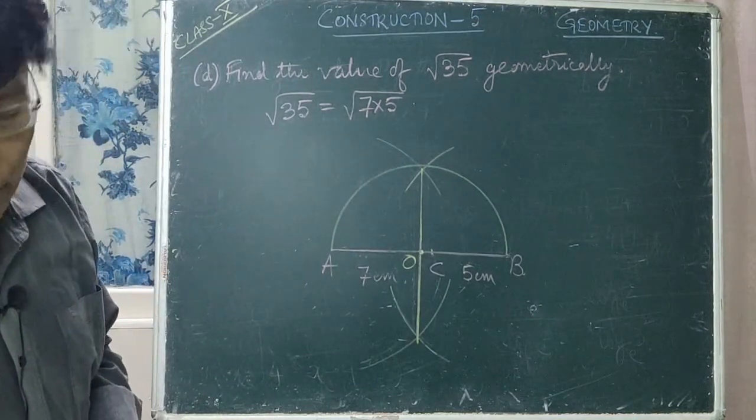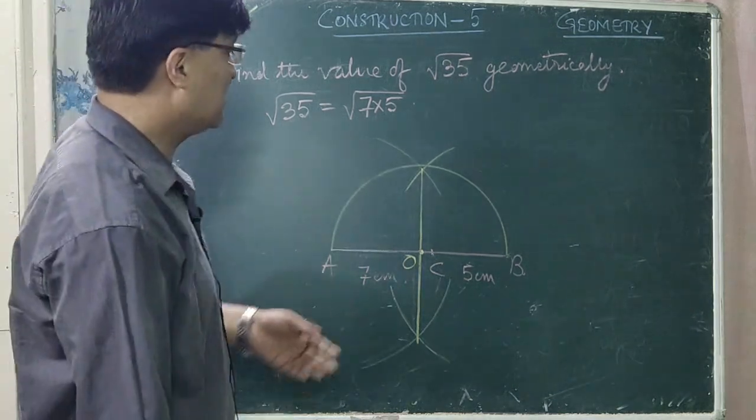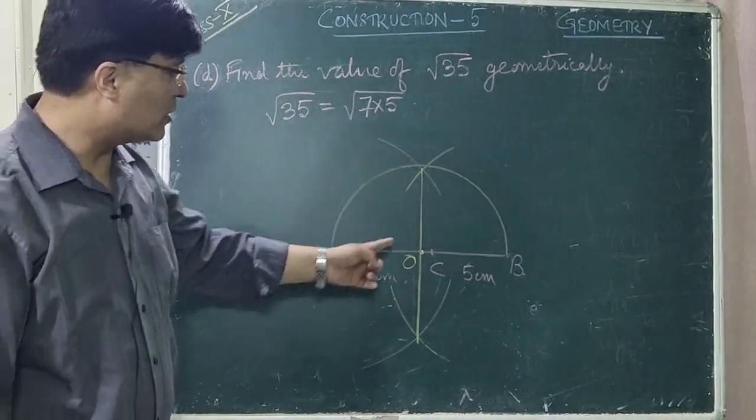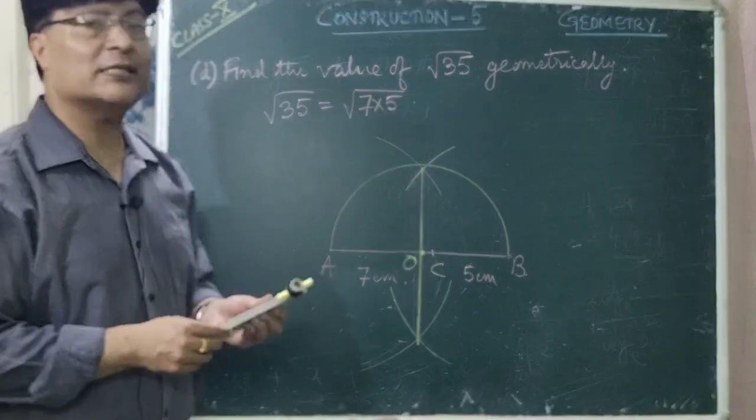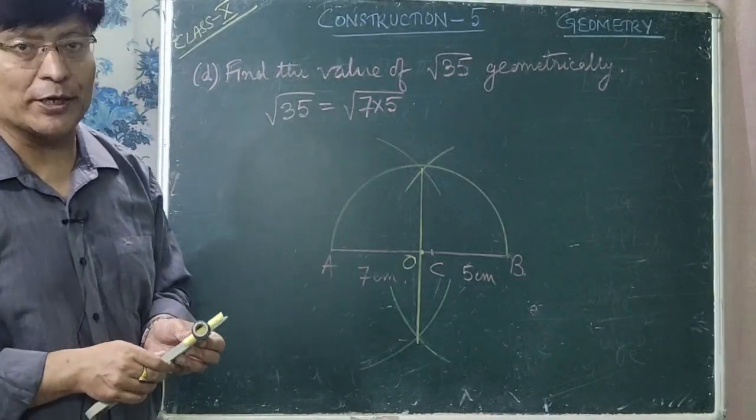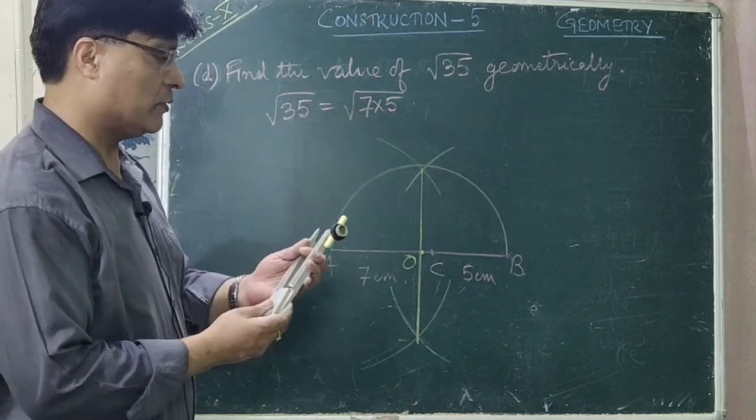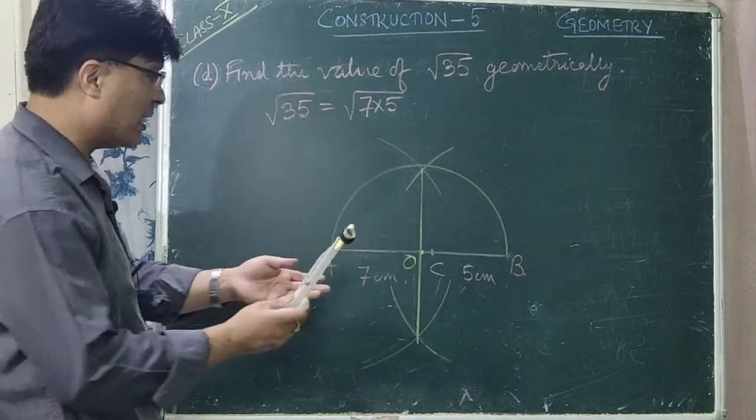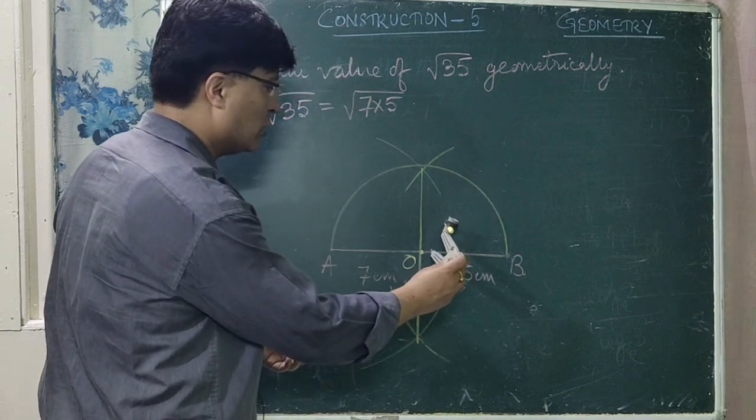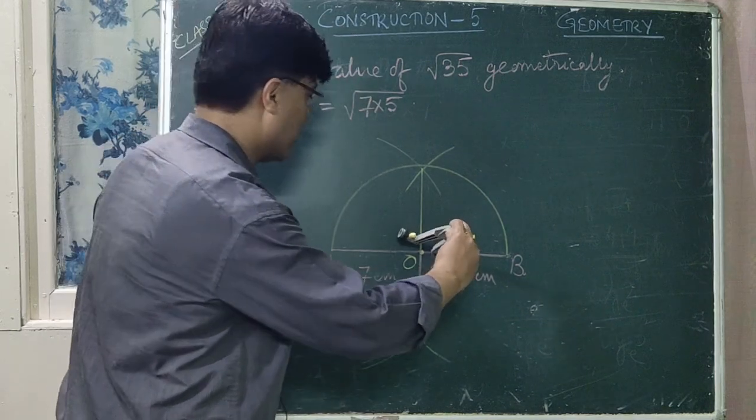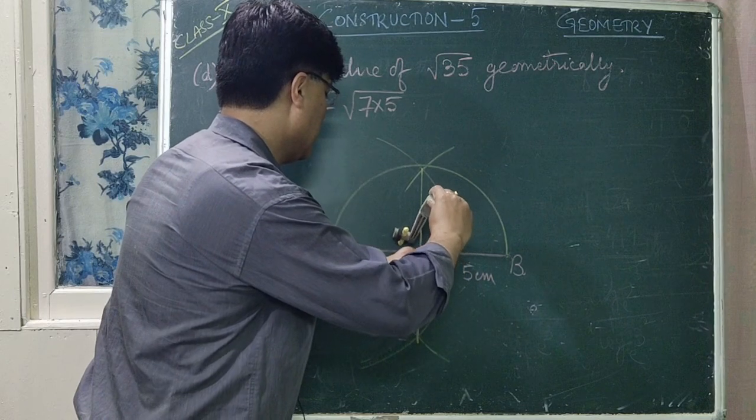Now in the next step, similarly as before, from the C point you have to draw a perpendicular which will intersect the semicircle at a point. Okay, now you take a compass, you take any arc, and at the C point you keep the pointed needle and draw an arc. Okay.